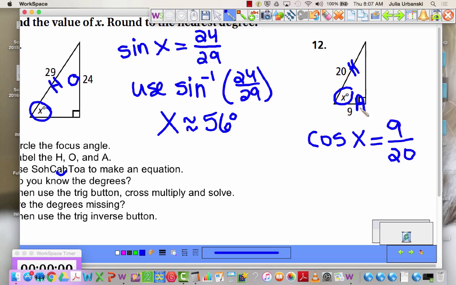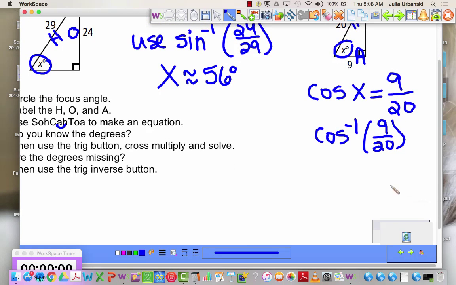Focus angle, that's hypotenuse, that's adjacent. This angle right here is missing. The degrees are missing, so we're going to use the cosine inverse. I'm going to write it out one more time, but after that, you guys can just start doing it in your calculator. It's the cosine inverse, but what would I type into the calculator? 9 divided by 20, that's right.